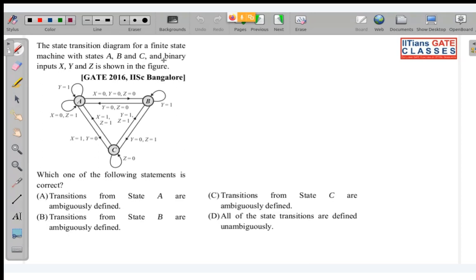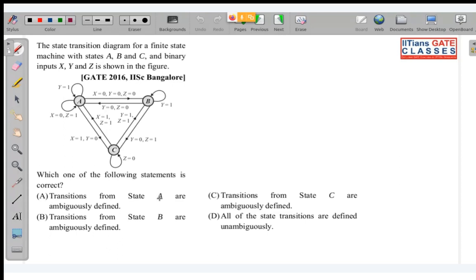Okay, so let me do that. The state transition diagram for a finite state machine with states A, B, C and binary inputs X, Y, Z is shown in the figure. So this is one FSM state diagram, and X, Y, Z are the inputs. Now you have to tell me which of A, B, C has a transition defined ambiguously for the input.